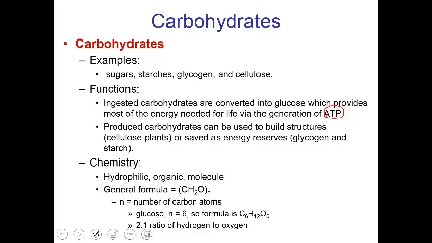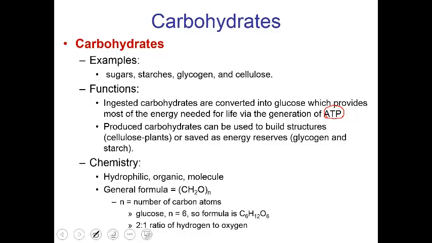In plants, for example, they are structural in terms that the cell wall of plant cells is made up of cellulose, which is a complex carbohydrate. In human beings, a long-term carbohydrate reserve is glycogen, which is an energy storage system or energy storage molecule in our muscle fibers.